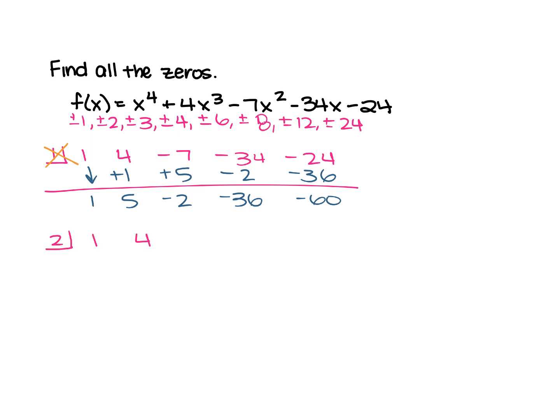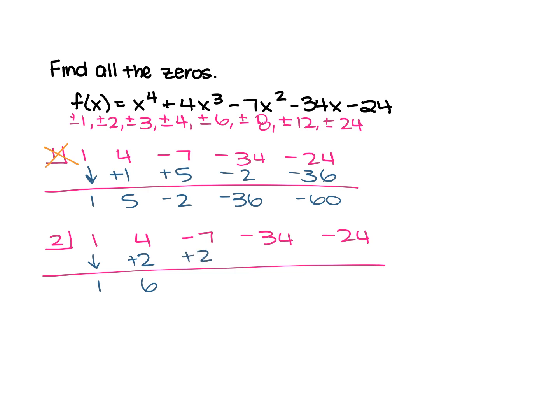So again, 1, 4, negative 7, negative 34, negative 24. 1 drops down, times 2 is 2, plus 4 is 6, times 2 is 12, minus 7 gives us 5, times 2 is 10, minus 34 is negative 24, times 2 is not 0, so that one does not work either.